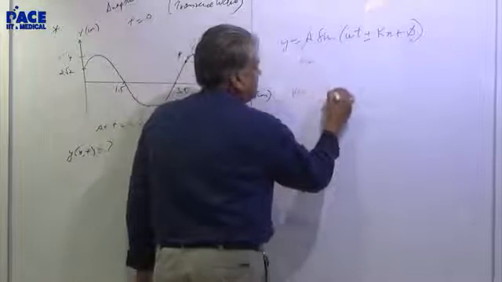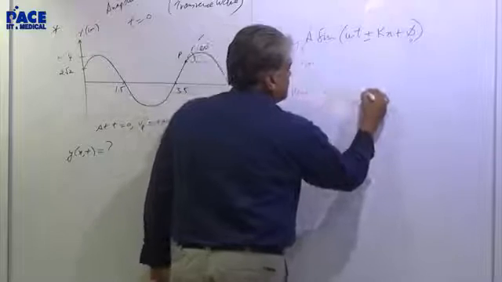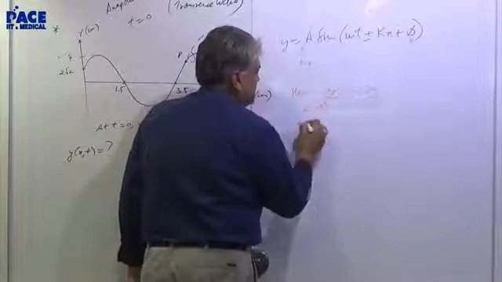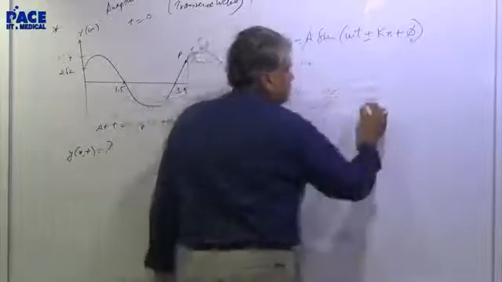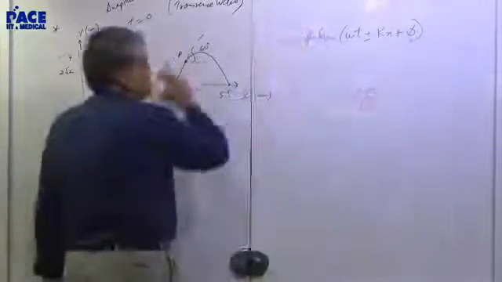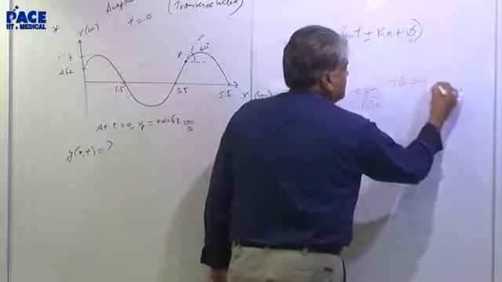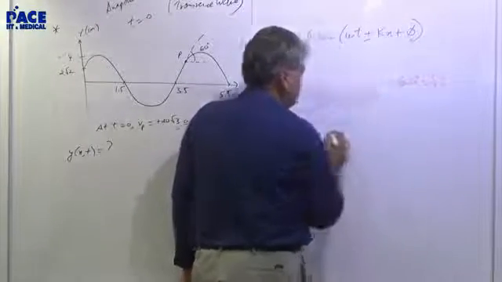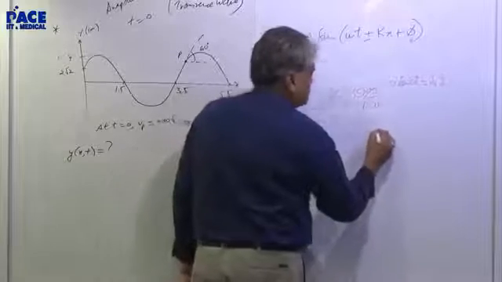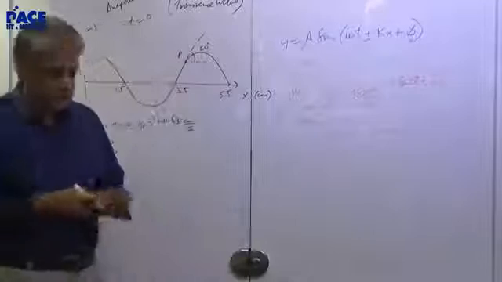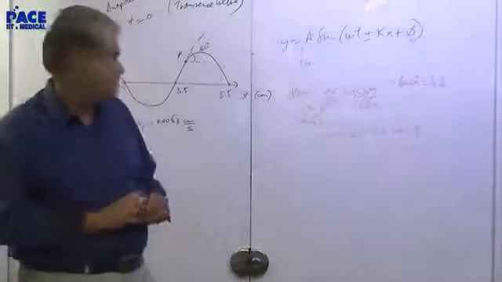Here we can say del y by del t is equal to minus c del y by del x. What is del y by del t? Plus 20 root 3. What is del y by del x? Tan 60, which is root 3. So what is c? C is minus 20. There it is, we have got the speed.